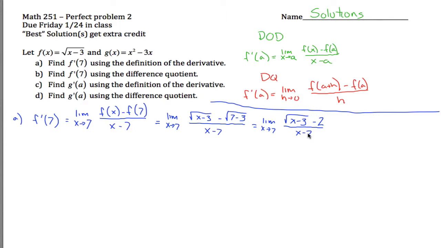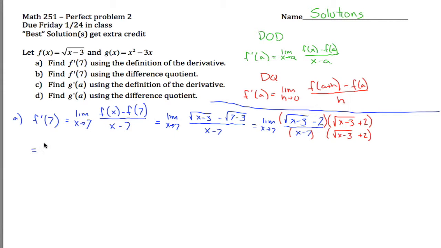And the trick that we learned for how to do that is we're going to multiply the top and the bottom of this fraction by the conjugate of the numerator here. So instead of the square root of x minus 3 minus 2, I'm going to do the square root of x minus 3 plus 2. And if I do it to the top, I better do it to the bottom also, so I'm not changing the value of this limit.